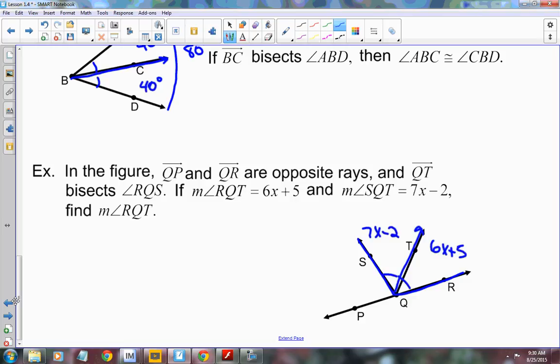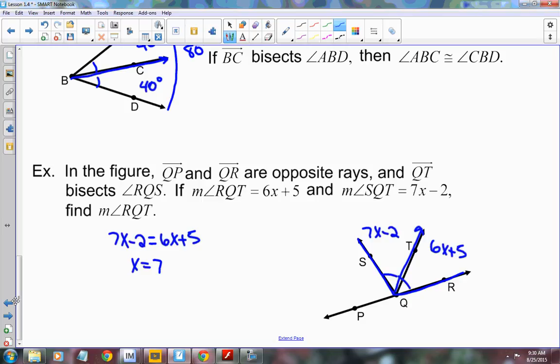So I'm trying to find the measure of this angle. What am I going to do? In order to do that, I need to find x, and then once I find x, I go back and plug in. In order to find x, I have to have an equation, and in order to have an equation, I need two things that are equal. Do I have two things that are equal? Yes, these two angles. So I'm going to do 7x minus 2 equals 6x plus 5, and I'm going to solve for x. So I end up with x is 7. Now, is that my answer?